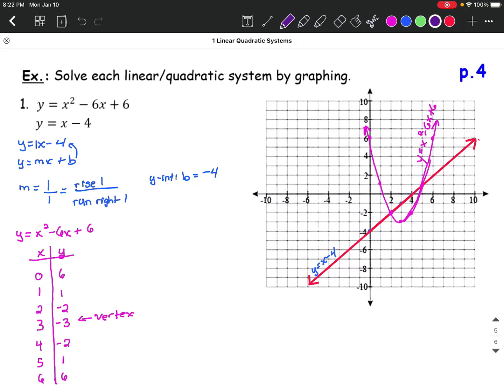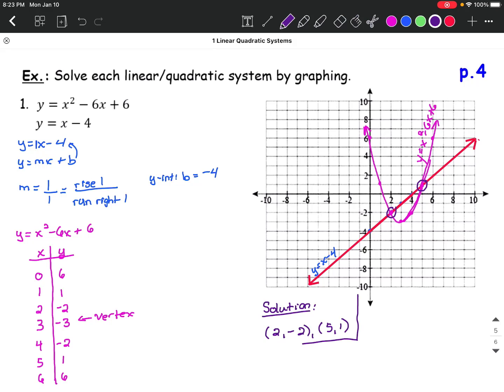Okay, we've done the work, and now we can find the solution. Now the solution is where the graphs intersect, and some of us can see it right here, all right, where we have those 2 points that are circled, and the first one is the point 2 comma negative 2, and the other one is the point 5 comma 1.